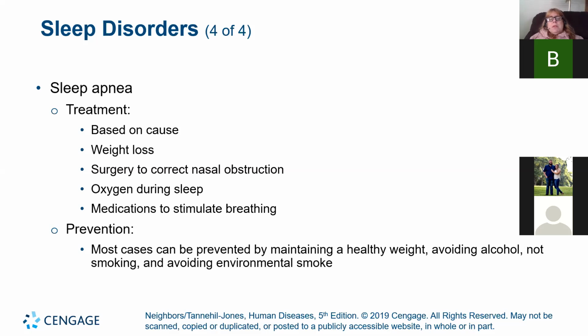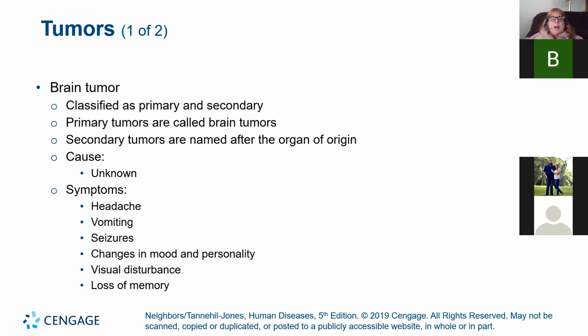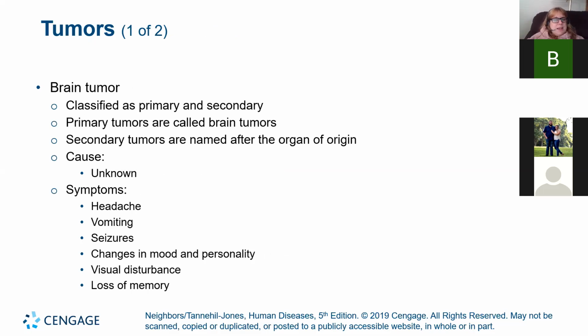But again, most cases can be prevented, okay? But not all of them. All right, we're gonna switch again. There's a lot to cover during this one, okay? The brain tumor. Two types, primary and secondary. A primary brain tumor is what is a true brain tumor.